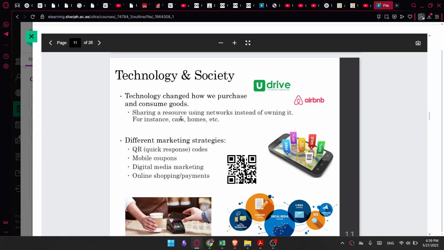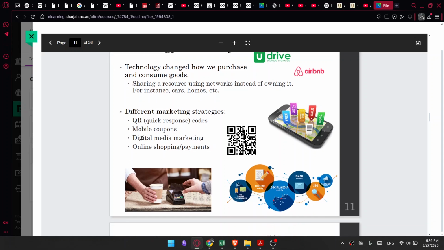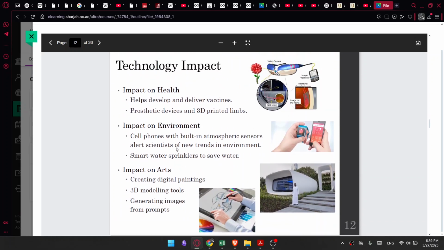So here, sharing a resource using networks instead of owning it, for instance, cars, homes, etc. Different marketing strategies, which is QR. You have to know that QR refers to quick response codes, mobile coupons, digital media marketing, online shopping, payment.